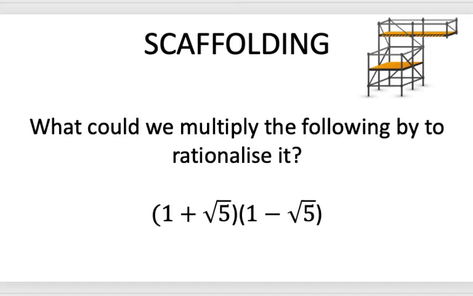The answer is 1 minus root 5, because when we start expanding it, 1 times 1 is 1. 1 times negative root 5 is negative root 5. Root 5 times 1 is positive root 5, and root 5 times negative root 5 is minus 5. And you'll notice that when we look at this, it can be simplified down through 1 minus 5 is negative 4, minus root 5, add root 5, they cancel out. So my answer is just a nice easy number.